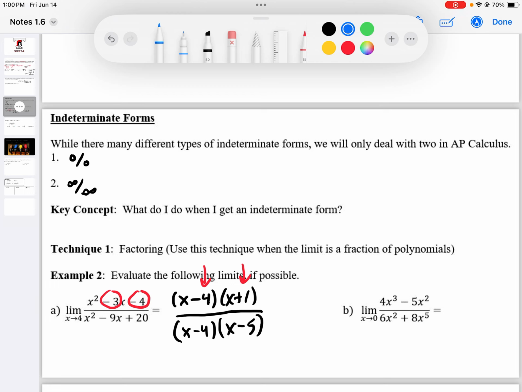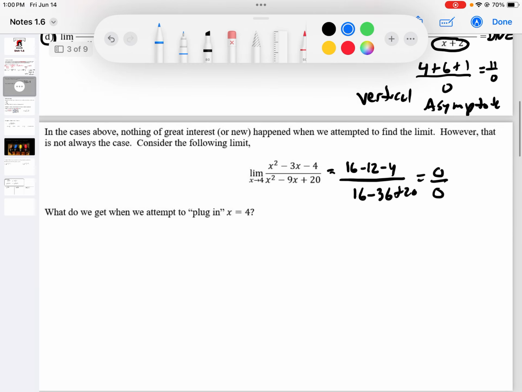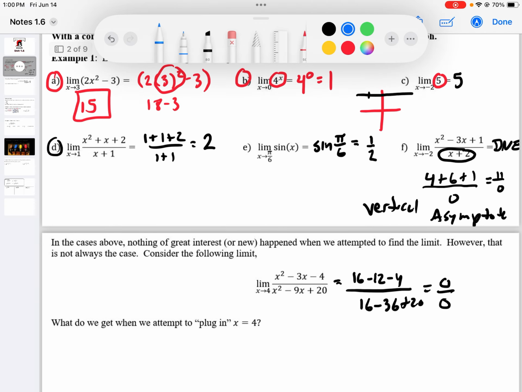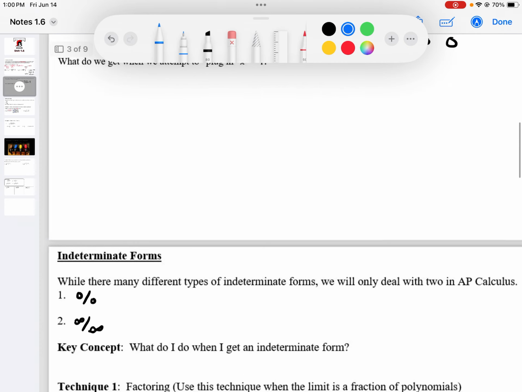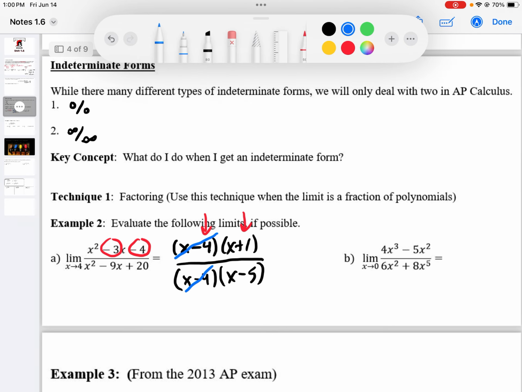So if I think about this graph, when a restriction cancels, there was a hole on the graph, right? Now if the restriction doesn't cancel, like part F, that's a vertical asymptote. But this restriction of 4 cancels, which means there's going to be a hole in the graph. So if I cancel out the part that's making it a hole, now taking out the hole, if I just plug in 4 here, then I would see what the graph would look like. So plugging in, 4 plus 1 is 5, 4 minus 5 is -1. So the limit here would be -5.